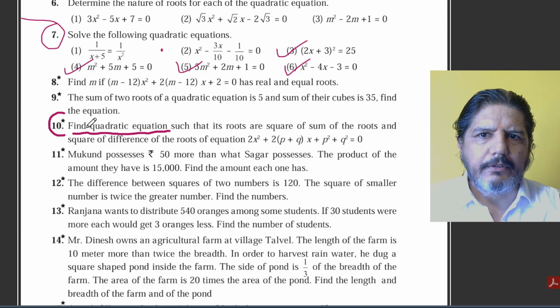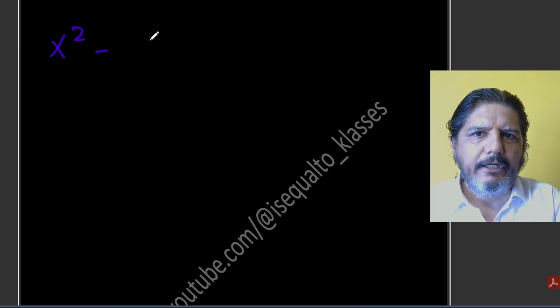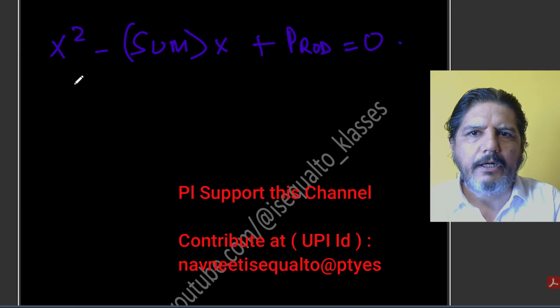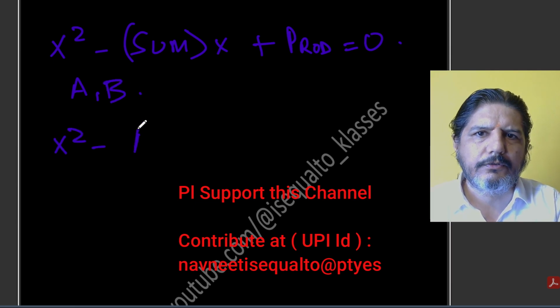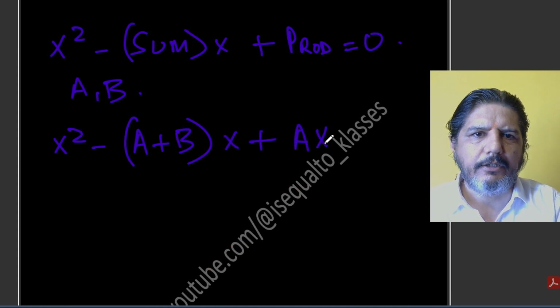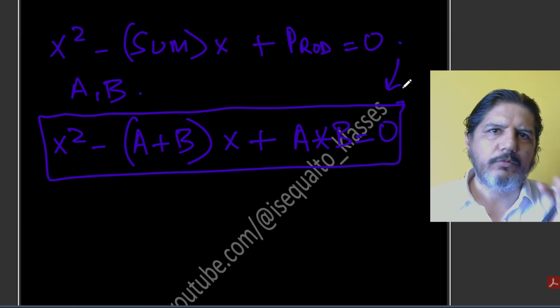Now coming back to the question, we are asked to find a quadratic equation. If I have to find a quadratic equation, it will look something like this: x square minus sum of roots into x plus product of roots is equal to 0. I assume the roots are a and b. Then the equation will look like x square minus (a plus b)x plus a into b is equal to 0. So this is how the equation will look if a and b are the roots.